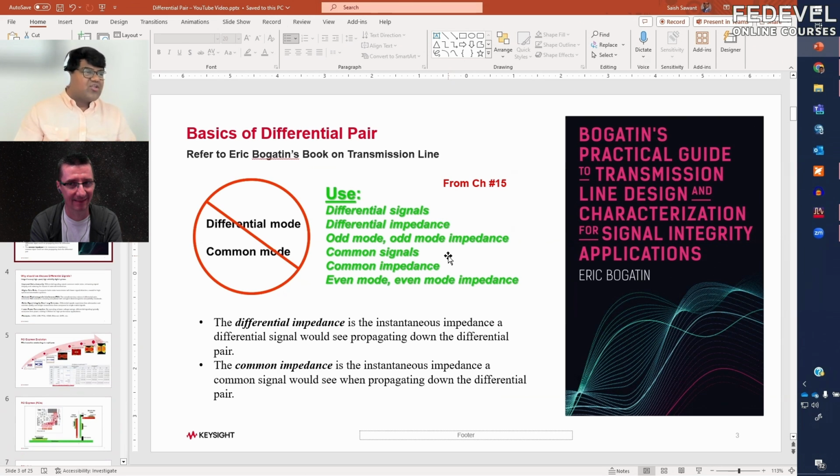And you would see when I was talking, I was also reminding myself again and again: common signaling, differential signaling. Because the more you start using this language, the easier it becomes. Right after this image in his book, he has around 10-15 statements on how you communicate this. Just two examples: a differential impedance is an instantaneous impedance that a differential signal would see propagating down the differential pair. The common impedance is an instantaneous impedance a common signal sees when it's propagating down a differential pair.